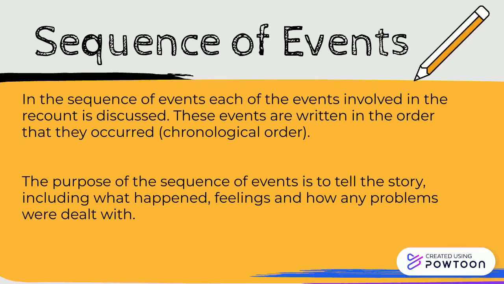In the sequence of events, each of the events involved in the recount is discussed. These events are written in the order that they occurred, which is called chronological order. The purpose of the sequence of events is to tell the story, including what happened, feelings involved, and how any problems were dealt with.